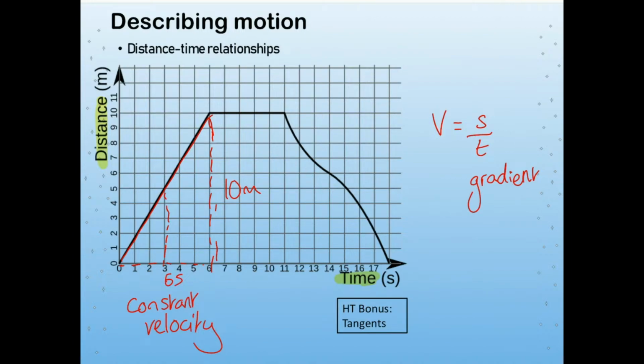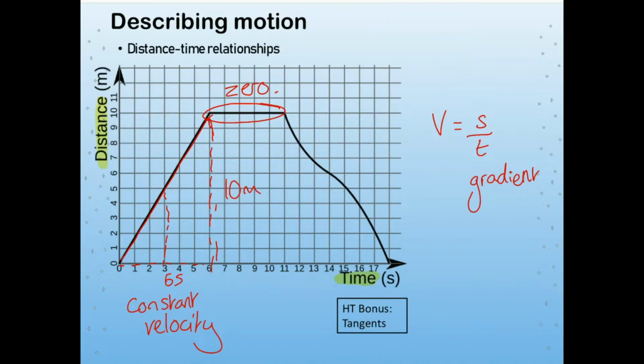10 divided by 6 gives you your velocity. At this point here, we've got a nice flat section of the graph where the distance is actually 10 and it's staying at 10. It's a constant distance. So velocity there must be absolute zero.